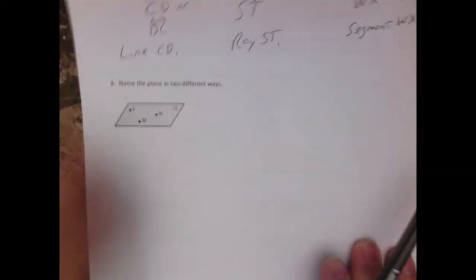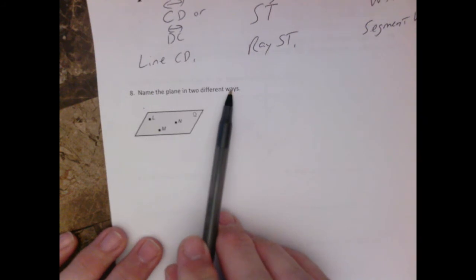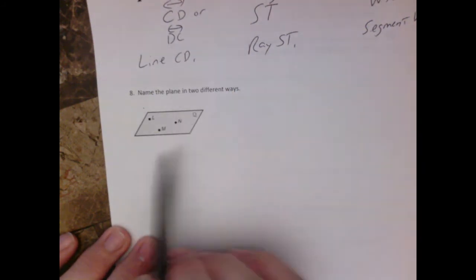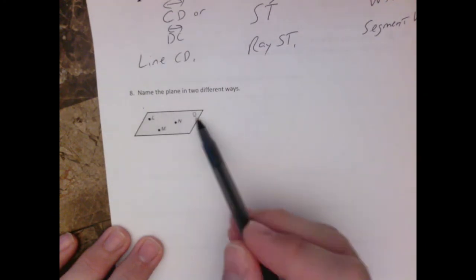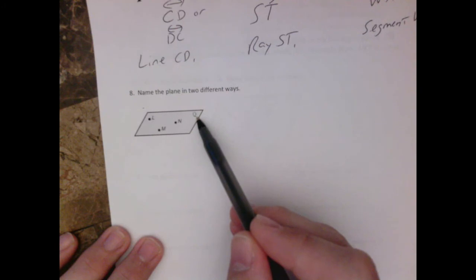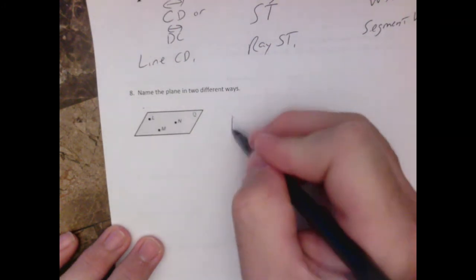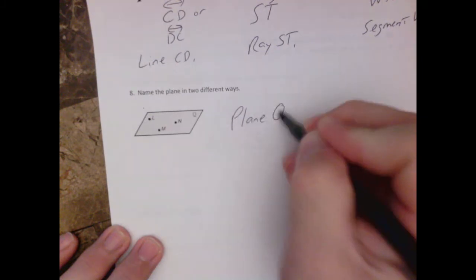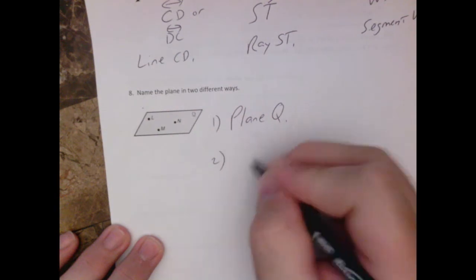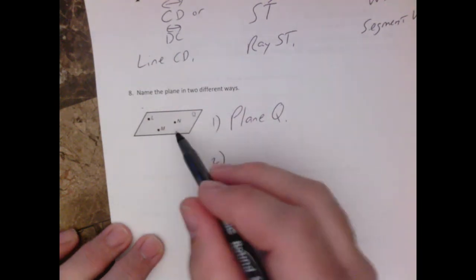All right, let's check out this one. Name the plane 2 different ways. So this is what we went over in the last vocabulary box there. We have plane. So the first thing I always look for is, is there a letter without a point? Like, is there a letter without a dot? So this looks like a Q. Mine's a little fuzzy, but I'm pretty sure that's plane Q. So I'm going to say plane Q. And that's one way. The second way is to literally just list out the 3 points. As long as they're not in the same line, you can.